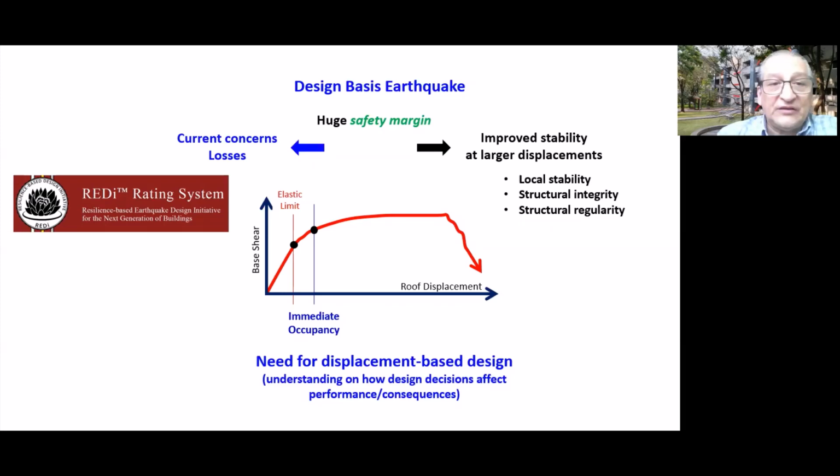It is clear to us that to achieve this reduction, we need to change from force-based design to displacement-based design, because we need to understand how design decisions affect performance or consequences in our structural system. As displacement is correlated to damage and damage is correlated to losses, then we can establish that connection. And besides that, we need to go beyond a myth that we have that providing this lateral displacement control is very expensive, because currently it is not.